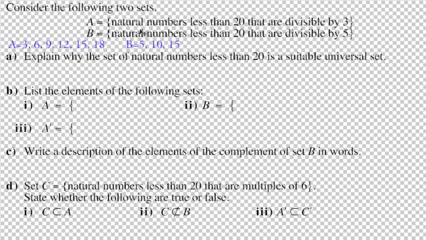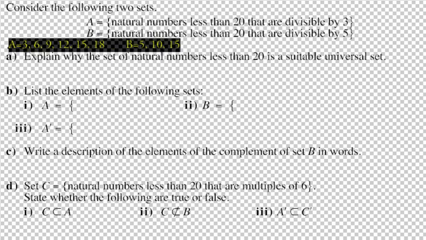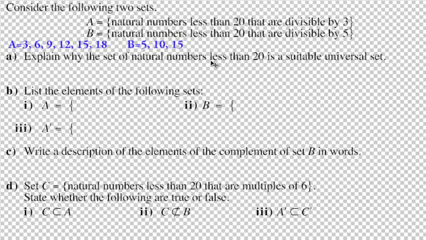Both of these statements are about natural numbers less than 20, so we might as well start with that as our main group. Then we can get into, okay, which of you guys are divisible by 3, which of you are divisible by 5. There we are. I'm just going to make these bold to make it a little easier to read. Good. So it's a suitable universal set because it contains all of these numbers. A and B both agree that they want to talk about natural numbers less than 20, so that's a good place to jump off.